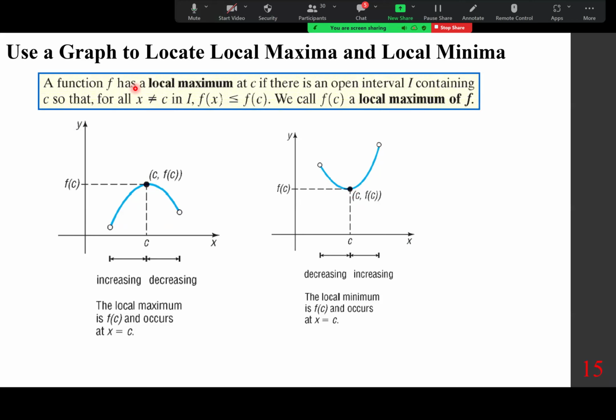A function f has a local maximum at c if there is an open interval I containing c, so that for all x not equal to c in the interval, f of x is less than or equal to f of c. We call f of c a local max. Local max, looking like an arc.